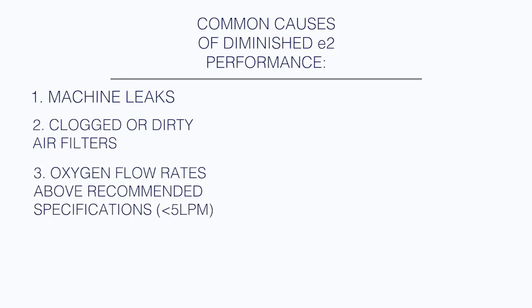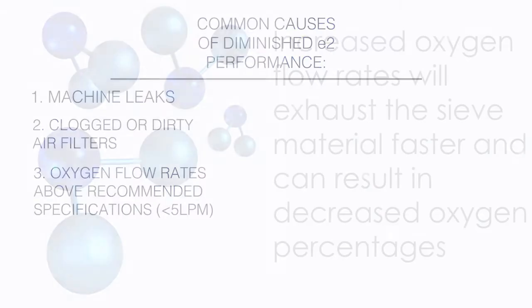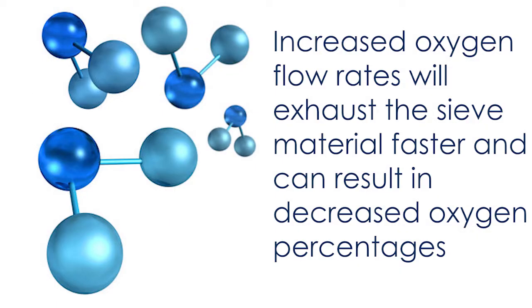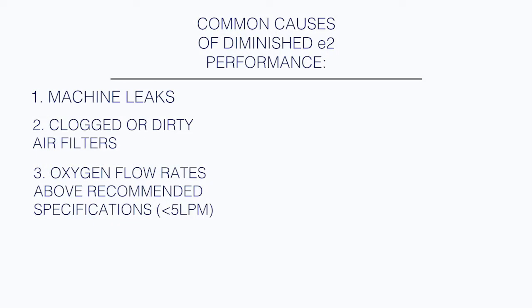Oxygen flow rates above recommended specifications of 5 liters per minute. Increased oxygen flow rates will exhaust the internal sieve material faster and can lead to an overall decrease in oxygen percentages available.